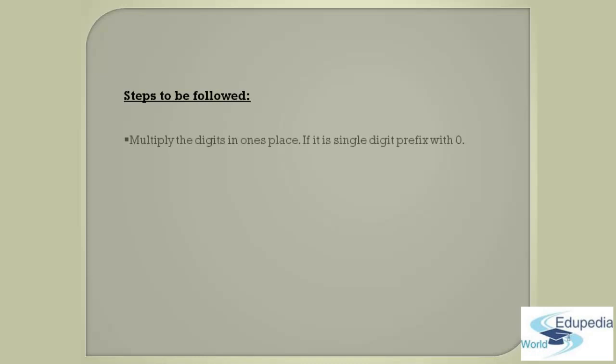Step number 1 that you have to do here is, at first you multiply the digits in the ones place and write it right below the horizontal bar on the right side. And remember one thing, if it is a single-digit number, you prefix it with 0. The next step is to multiply the digits that are in the tens place and add the digit which is in the units place to each. And you write this answer on the left side below the horizontal bar.